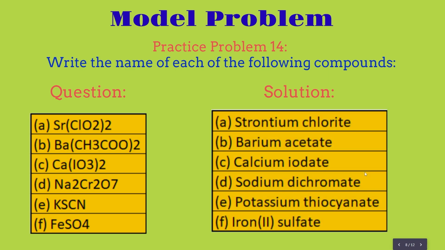For the first one, we have Sr, and then in the parentheses we have ClO2. Sr is strontium, and ClO2 is chlorite, so if we combine those 2 together, we get strontium chlorite. For the second one, we have Ba outside, which is barium, and inside the bracket we have CH3COO and 2. If we get the solution for that, we get barium acetate. For the rest of the following, you can try solving them by yourself.